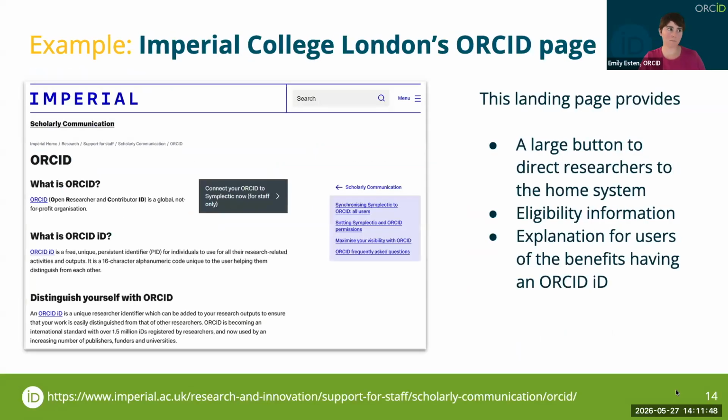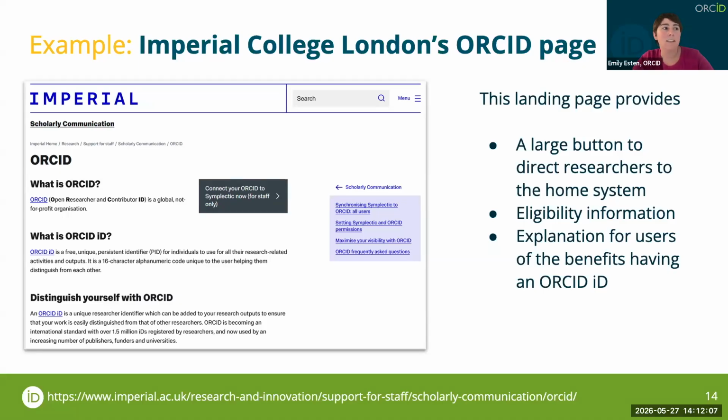The second example is from Imperial College London. Here you can see an example of a really large button that directs researchers to the home system. I will say that landing pages that have a button that looks like this are much more effective in getting researchers to connect through because they know exactly where to look.